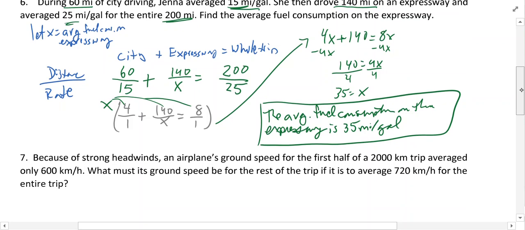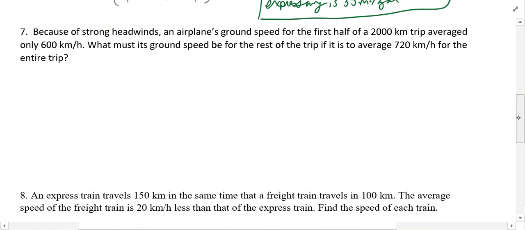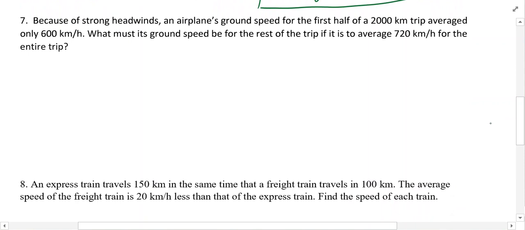Let's take a look at number 7 here. Because of strong headwinds, an airplane's ground speed for the first half of a 2,000 kilometer trip averaged 600 kilometers per hour. What must the ground speed be for the rest of the trip if it is to average 720 kilometers per hour for the entire trip? So this is what we're looking for: what must the ground speed be? Let x equal ground speed.